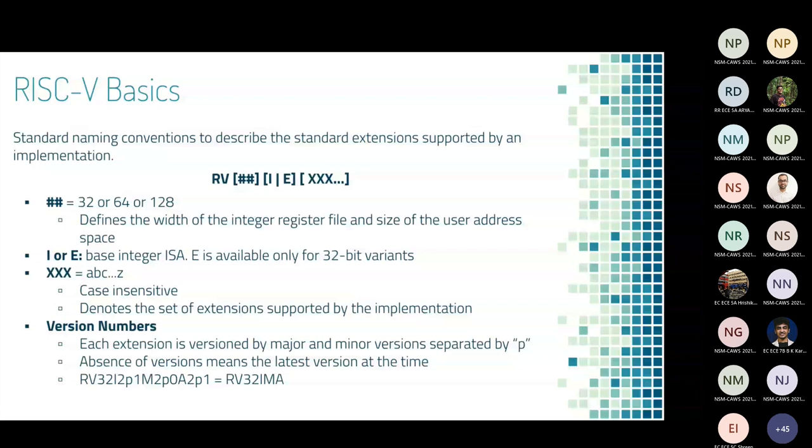The next letter is going to be I or E. I stands for integer ISA. E stands for embedded ISA. They're pretty much the same, except that in the E subset, you only have access to 16 registers instead of 32 registers. They've just shrunk down the number of accessible registers. And then the final one, which is the XXX that you see here. Maybe I should enable my pointer.